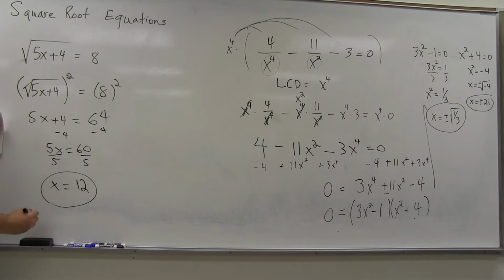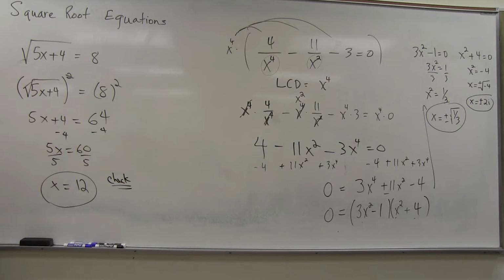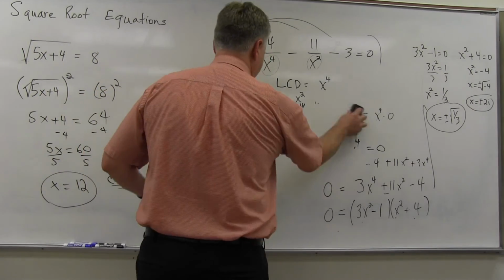x equals 12. Now you do have to be careful. Make sure it works. Check that to make sure. If you plug in 12 there, you get the square root of 64, so that's going to work. Just want to make sure, because sometimes with this technique you can get an extraneous solution. Sometimes.